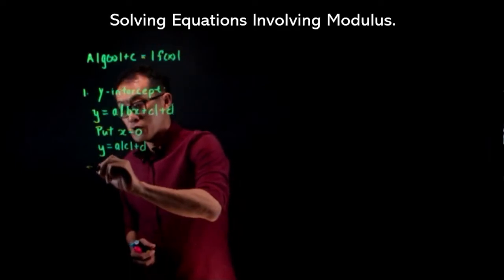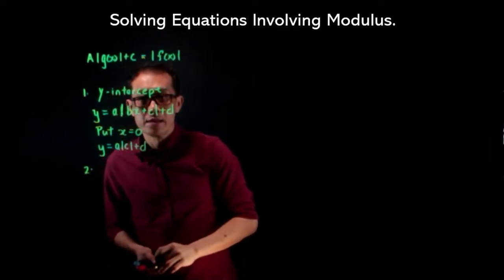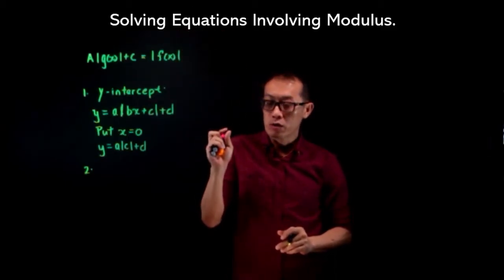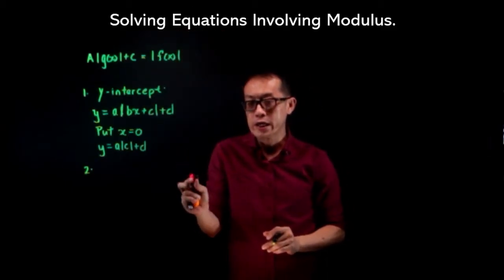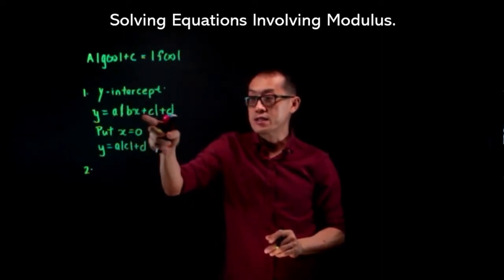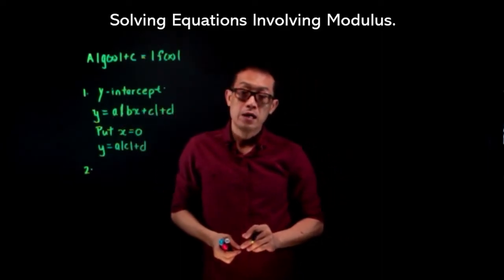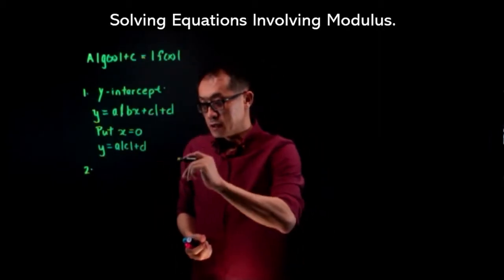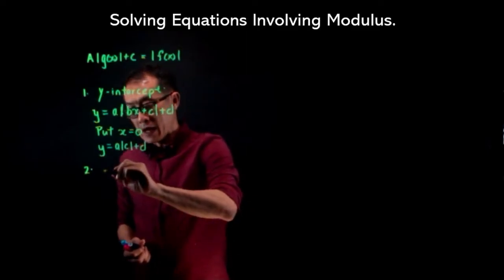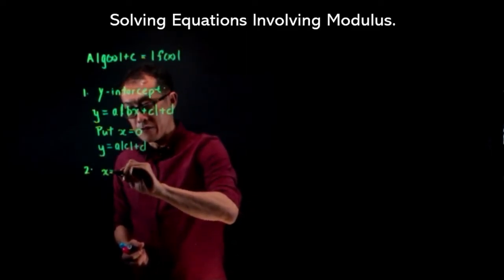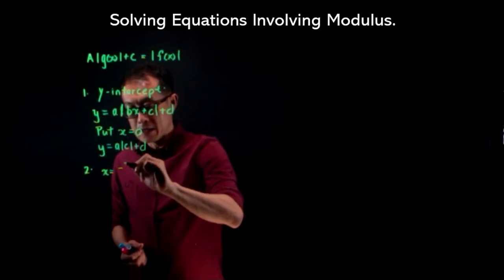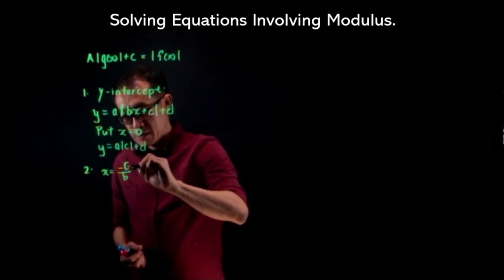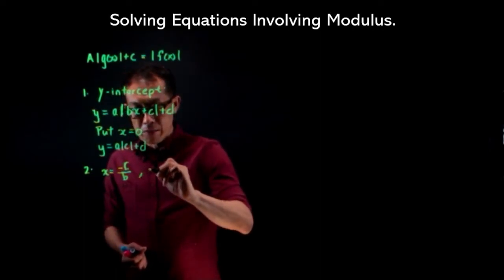Next, you need to indicate the minimum point, or rather, the coordinate of the vertex of this modulus graph. The x coordinate of the vertex will be given by minus c over b. The y coordinate will be given by d.